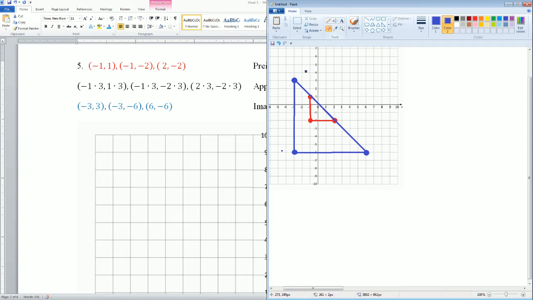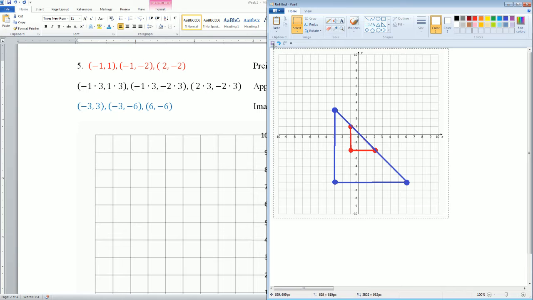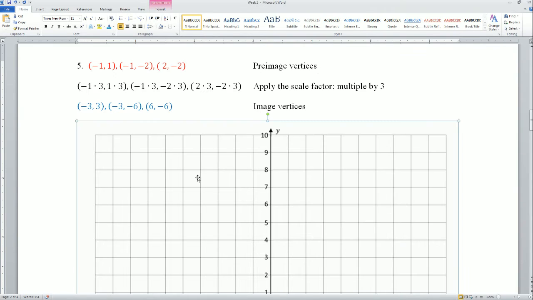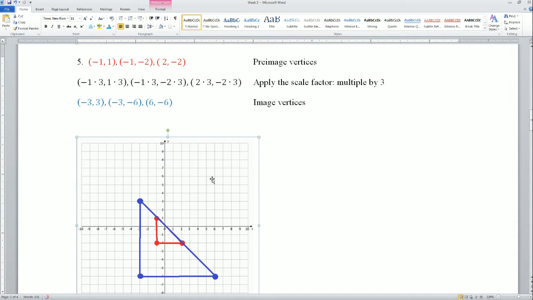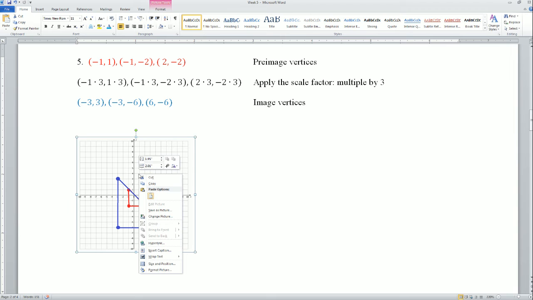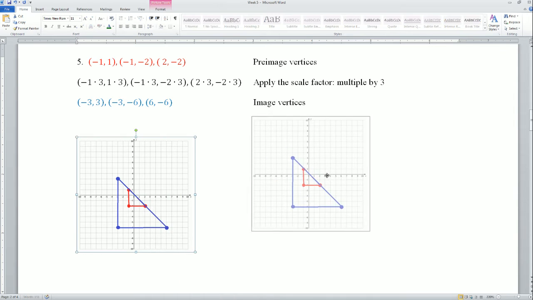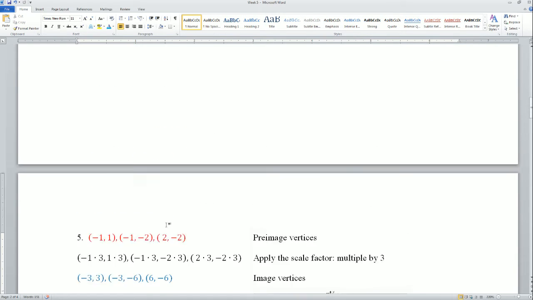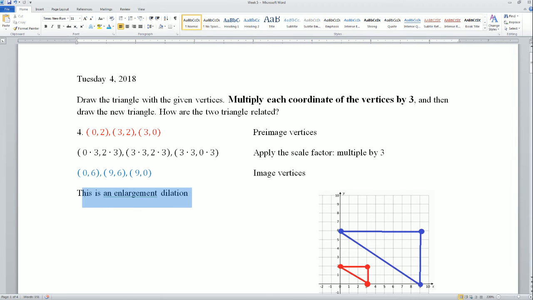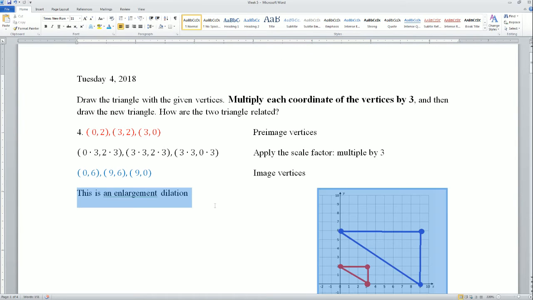Alright, great job. I'm going to grab the image. That looks good here. Delete. Make the image a little bit smaller so you can see it. I'm going to put it in front of the text so you can see it much better. There you go. What can we say? We would say from red to blue, this is also an enlargement dilation. Okay.